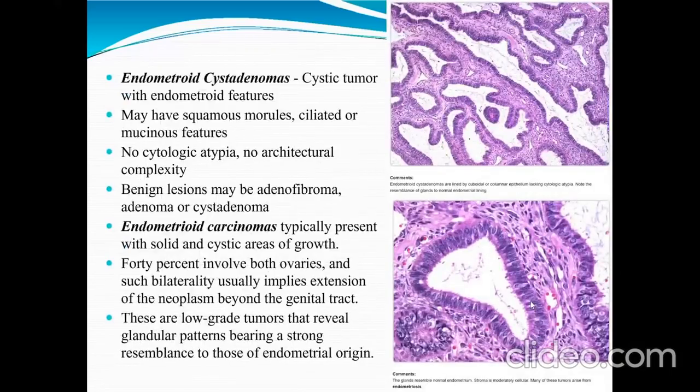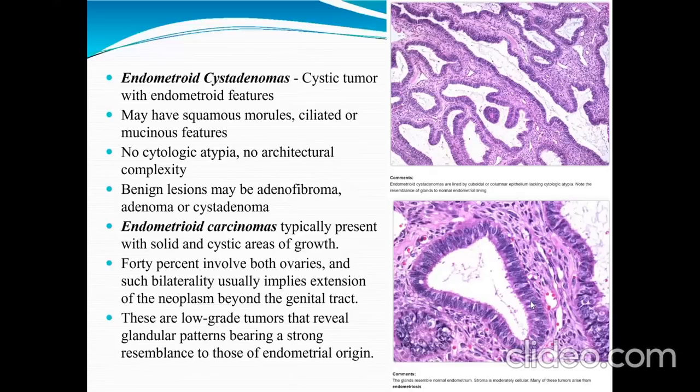So one by one we'll see. First we see the endometrioid cystadenoma. It is a cystic tumor with endometrioid features. It may have squamous nodules, ciliated or mucinous features. There will be no cytologic atypia, no architectural complexity, and benign lesions may be adenofibroma, adenoma, or cystadenoma.